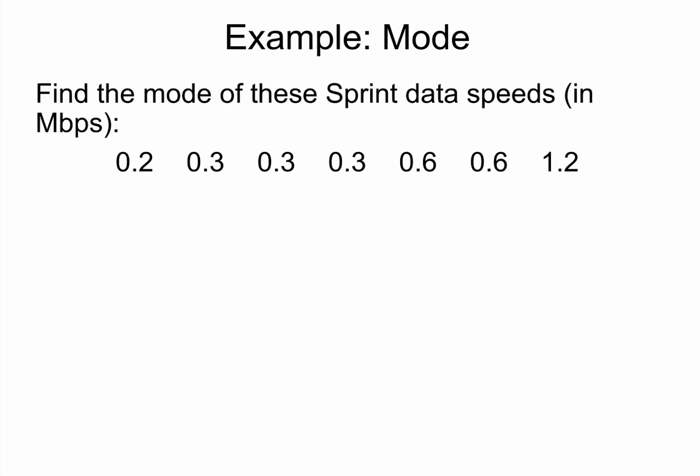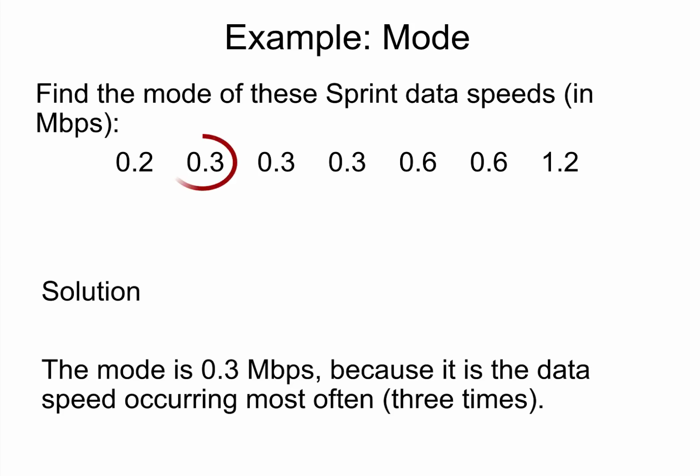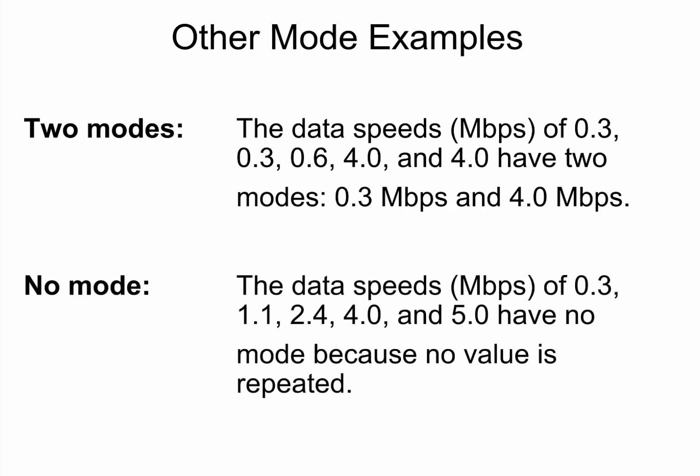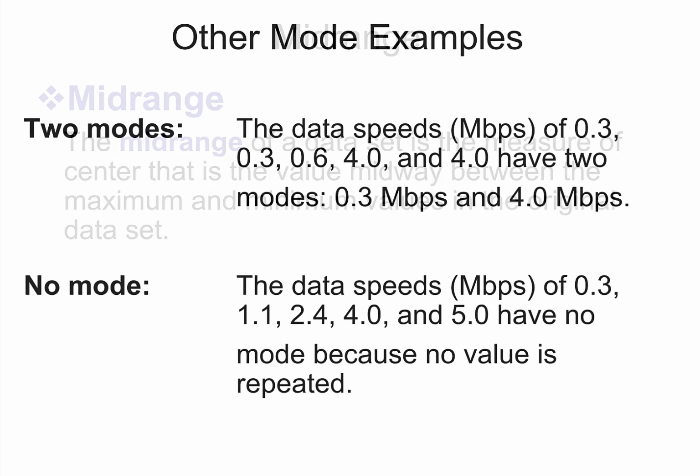Find the mode of these sprint data speeds. So we see here that the value 0.3 is repeated 3 times, so that's going to be the mode. And then if we change the data values here to have these data values, 0.3, 0.3, 0.6, 4, and 4, now we have 2 modes, 0.3 and 4. And then if we have this data set, 0.3, 1.1, 2.4, 4.0, and 5.0, there's no repeated value, so we have no mode.